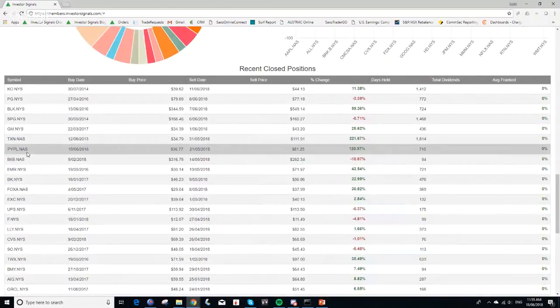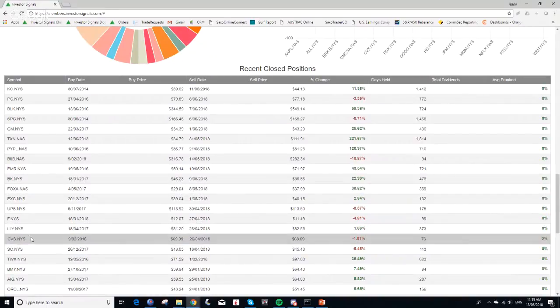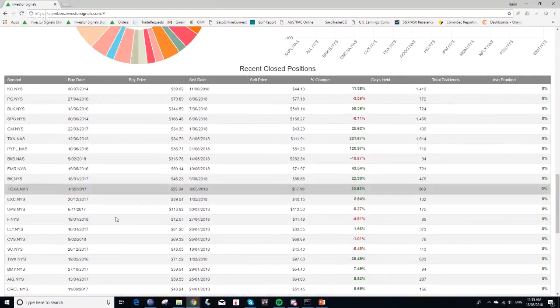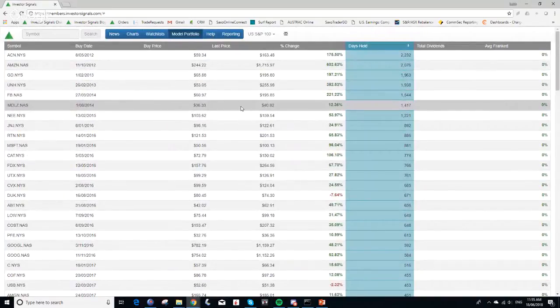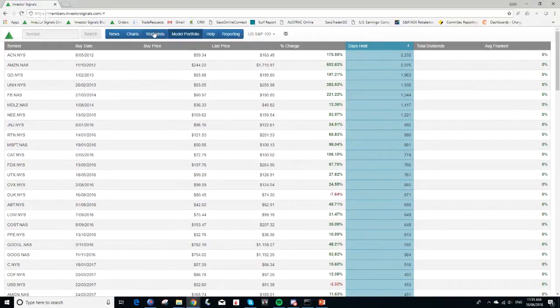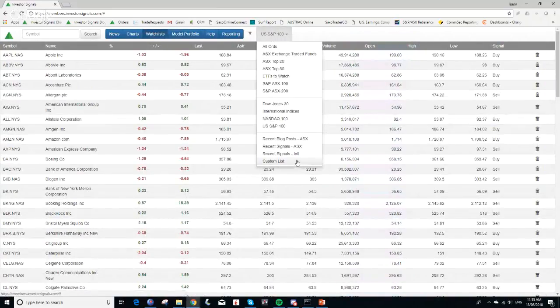So you may like to come in and just have a look at a bit of the history of some of these stocks that have been closed out from the model. They're all your recently closed down the bottom. And then if you want to focus on what's been added to the portfolio, you would do that up here in the current open positions. All right, so now let's go to the recent signals which stores the last 7 days, and we'll just toggle through those, and then we'll move on to the ASX.